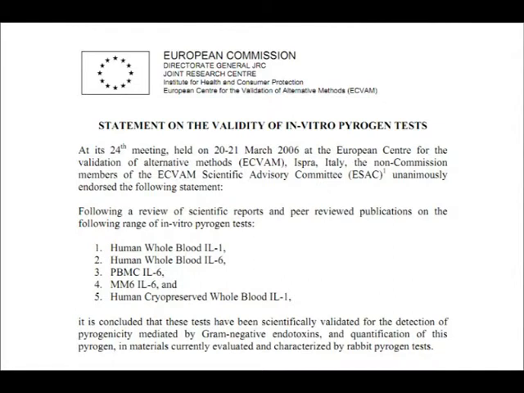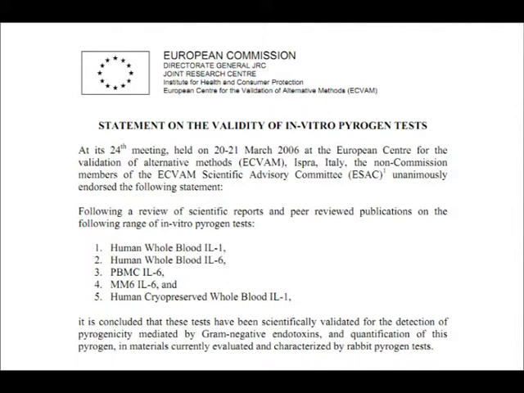This is a statement from the European Commission's Director General Joint Research Centre. It's from the Institute for Health and Consumer Protection, and the statement is on the validity of in vitro pyrogen tests. It reads, at its 24th meeting held on the 20th to 21st of March 2006 at the European Centre for the Validation of Alternative Methods, the Scientific Advisory Committee unanimously endorsed the following statement.